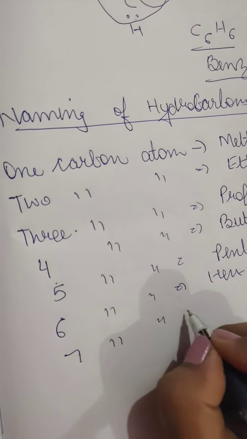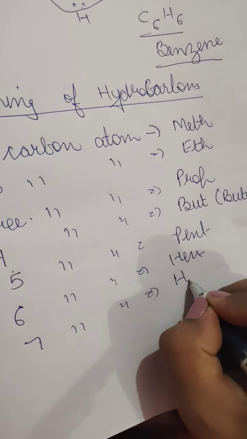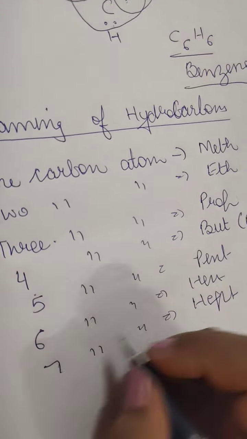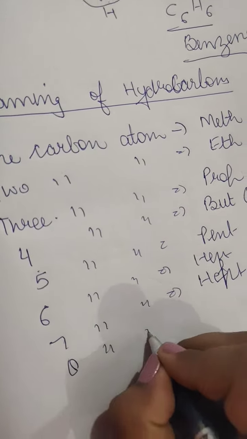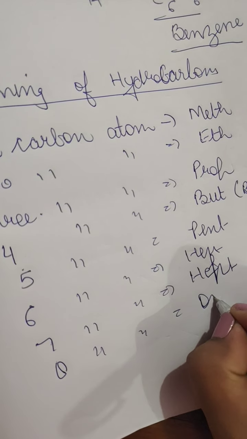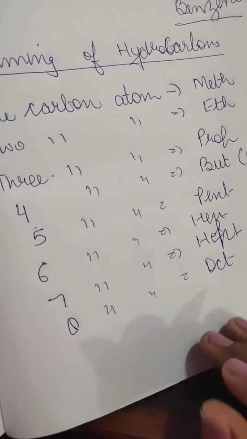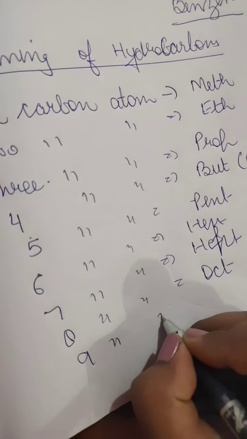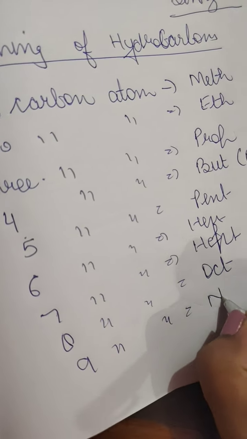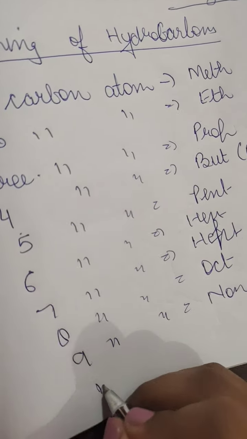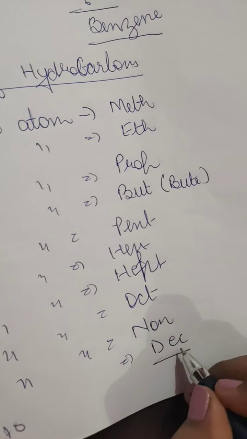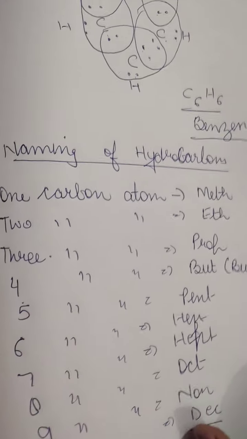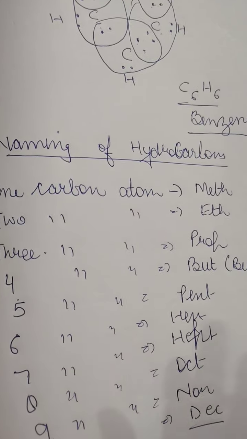Seven will be hept. For eight it will be oct. You don't have to name all these oct and all, but I'm just telling you. For nine it will be non, and for ten it will be dec. Don't say des, it's dec. So this is the normal naming system.